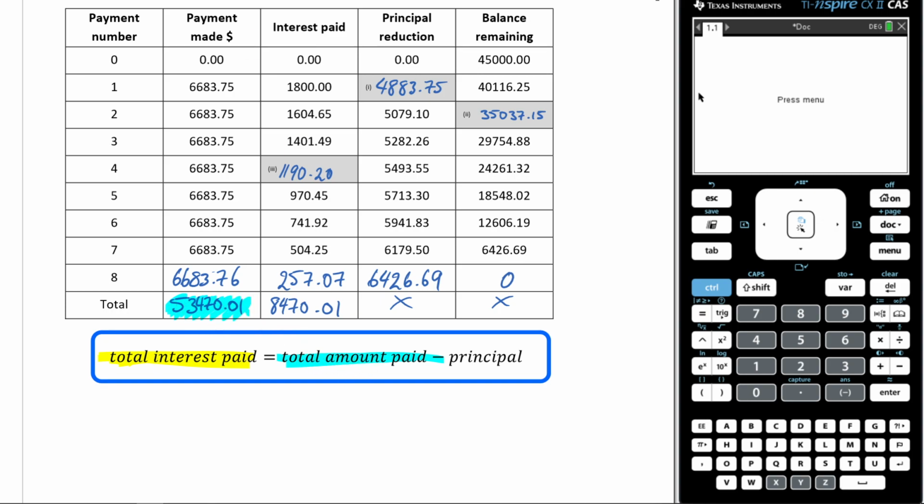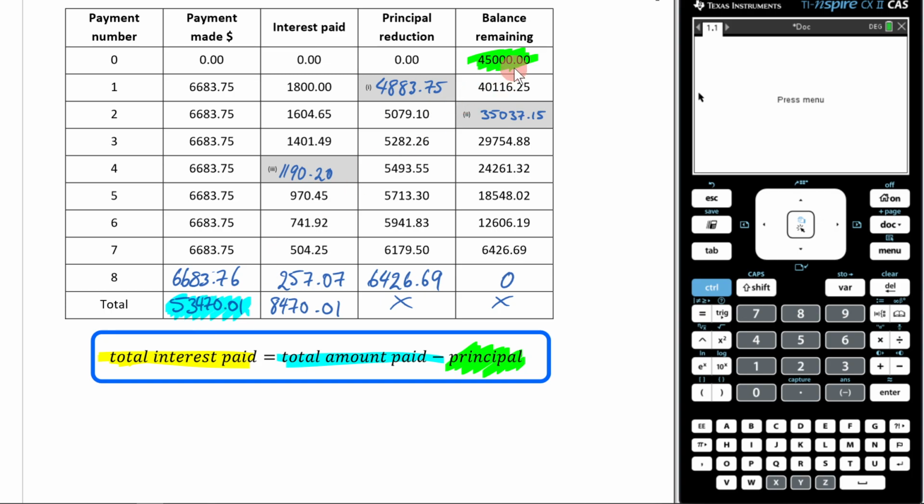Then I have to say, well, how much did I borrow from the bank? That's my principal. I borrowed $45,000 from the bank. Now, this is where you've got to think for a moment. I borrowed $45,000 from the bank. At the end of the day, the amount of money I have to pay back to the bank is about $53,000. How does that work? Why am I paying the bank more money than they lent me?